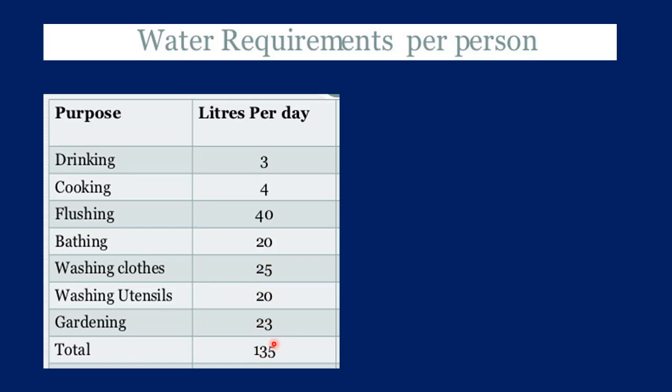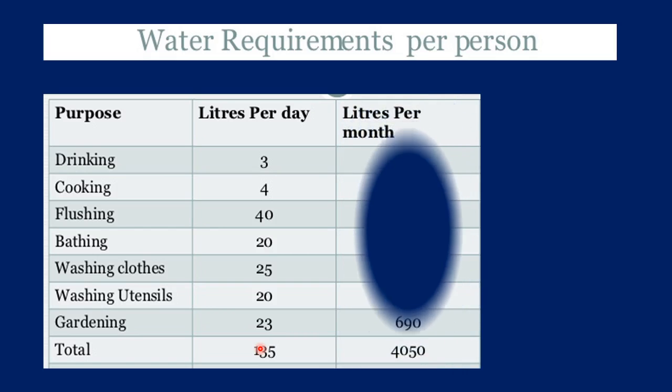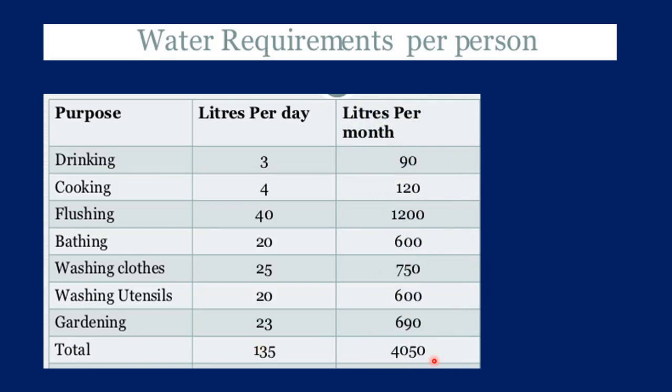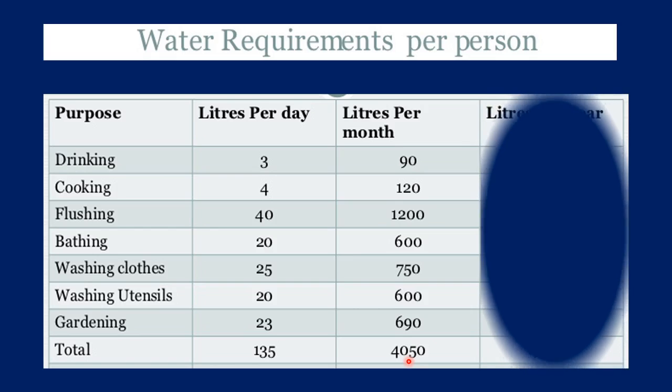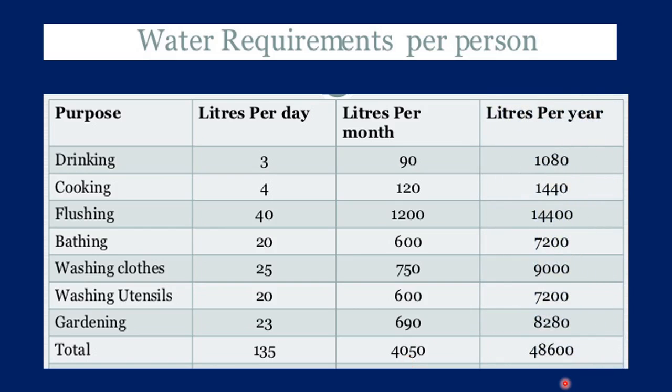So on an average, you would require about 135 liters of water per day per person. And per month, you will be using about 4050 liters, and per year you will be using about 48,600 liters of water per person. I'm talking about one person. Look at the magnitude. Can we reduce it in an efficient manner? That's a question.